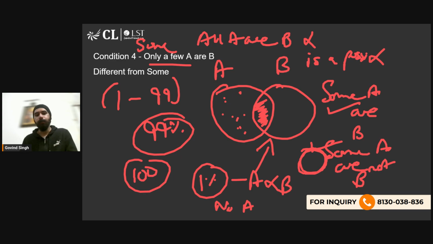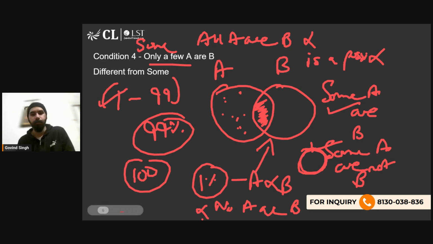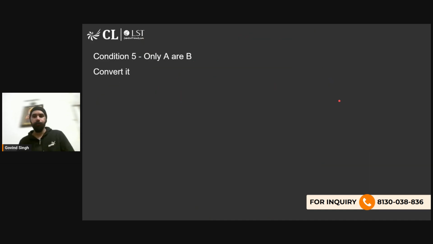And no A are B अगर हम बोलें तो that would be false. But would that be a possibility? No, not a possibility, क्योंकि at least 1% A तो है जो B होगा. So no वाला false हो जाएगा, all वाला भी false हो जाएगा. Some true होगा, some not भी true होगा. ठीक है. So this is the fourth condition. Let's move to the fifth condition, which is only A or B.